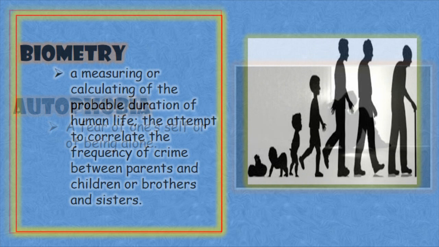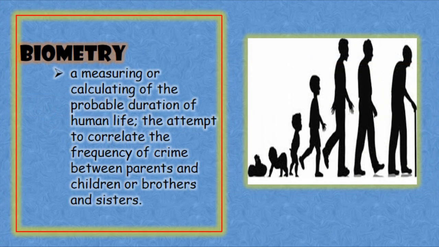And then we have here biometry. It is simply measuring or calculating of the probable duration of human life. Okay? So, the attempt to correlate the frequency of crime between parents and children or brothers and sisters. So, with that, that is the so-called biometry.